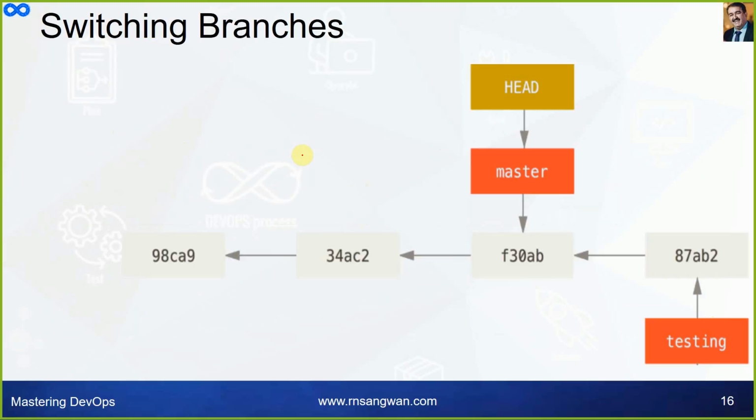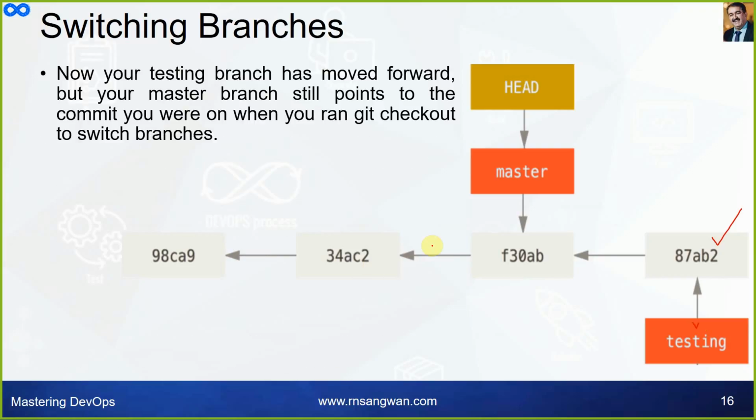Now switching the branches. This was your testing branch. You made a commit here. They are identified by testing branch. What if you have made another change? Now your testing branch has moved forward because of this commit. But your master branch is still pointing to the commit you made when you ran git checkout to switch branches. Still, that is the third commit.